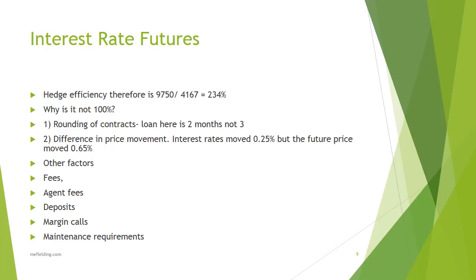Now, having said that, the number of agents, the fees have gone down a lot with the advent of the internet and so on. But you have to pay an agent fees. So in fact, your gain here, and then when you calculate hedge efficiency, you ignore all of this stuff. But in real life, your 9,750 you wouldn't have got because your agent would have taken a chunk of that.